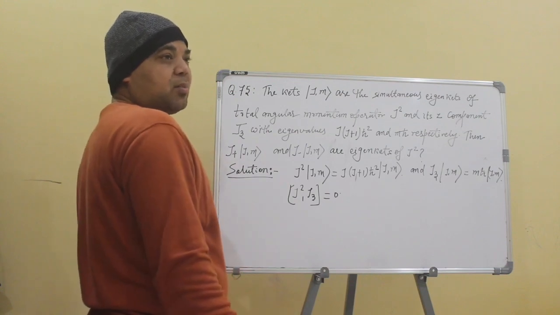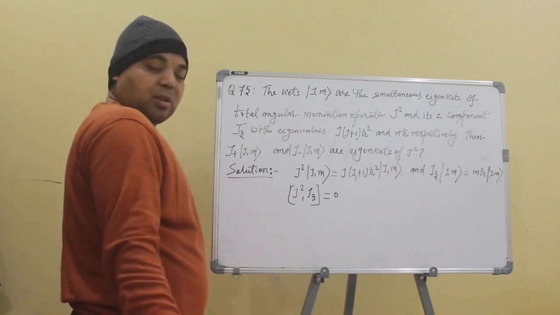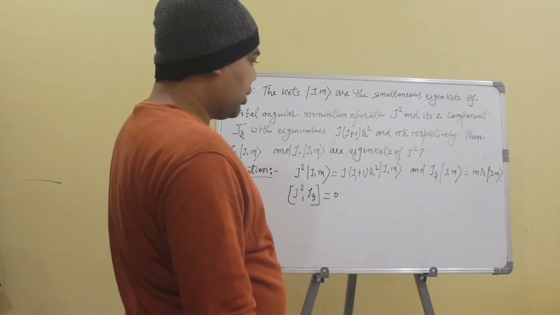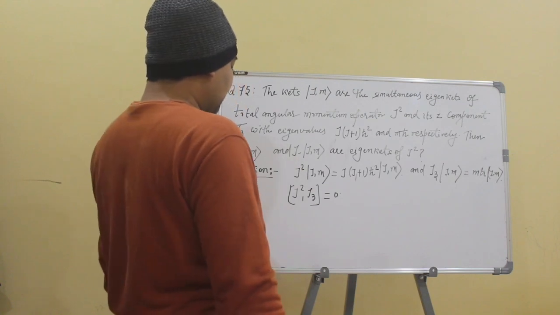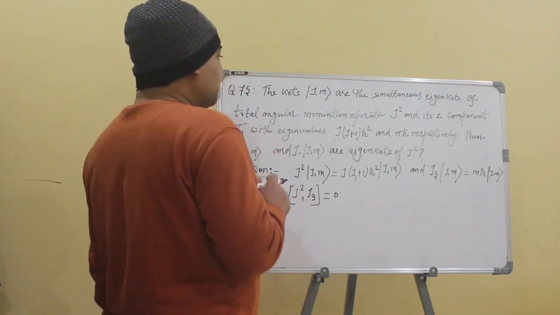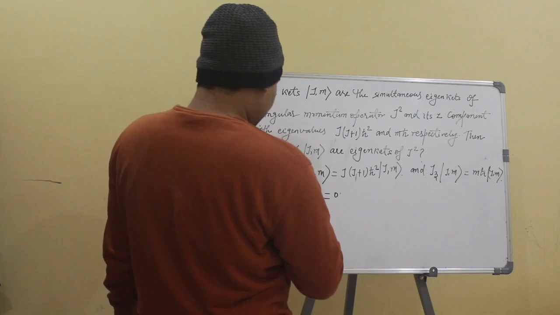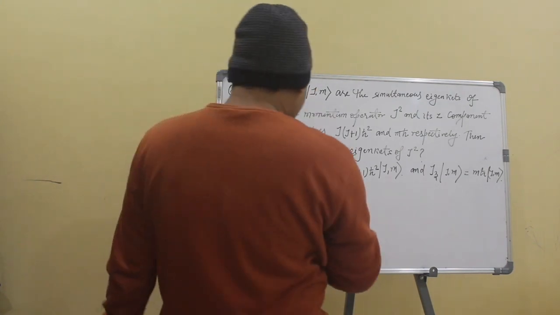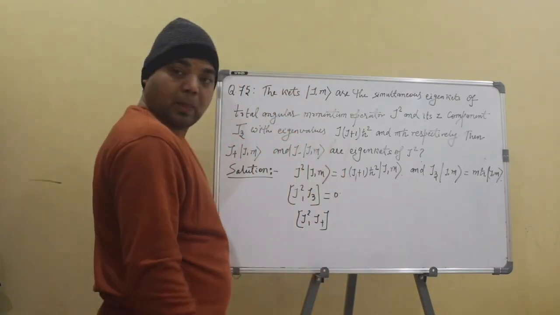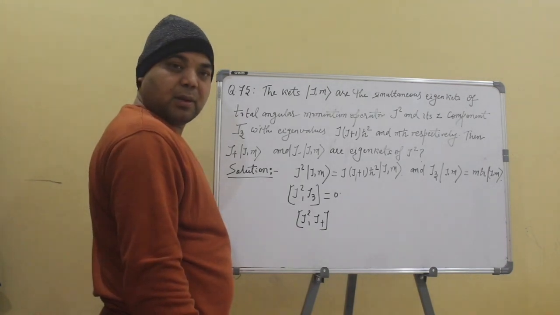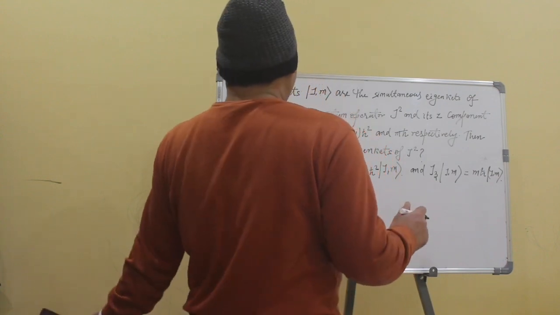J square is Jx square plus Jy square plus Jz square, right? And when you simplify and try to find the commutator, you will find this is going to be 0. Now let us try to find J plus and J minus and their relation with J square. So how do J square and J plus work? J square is the total angular momentum operator.